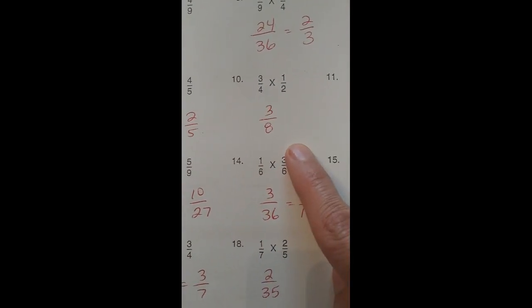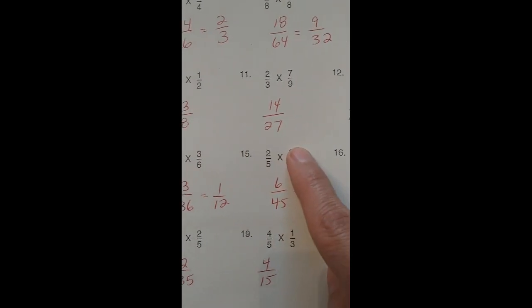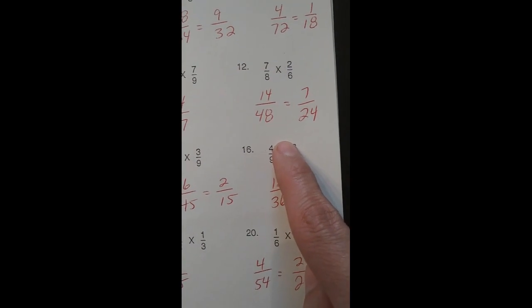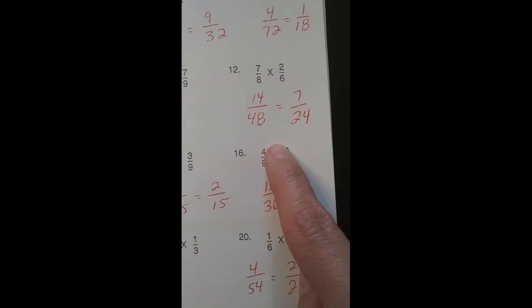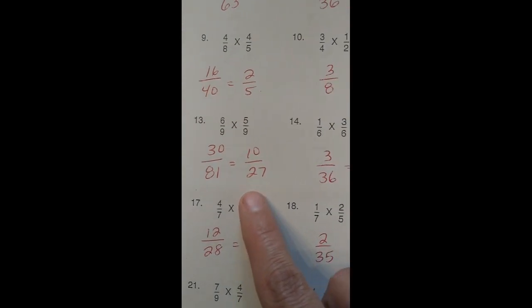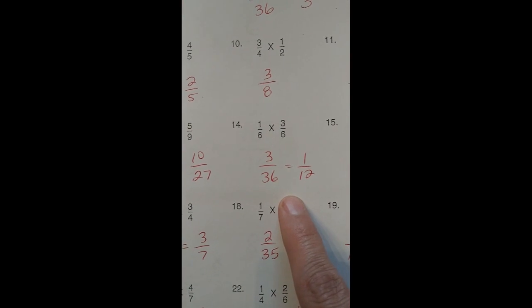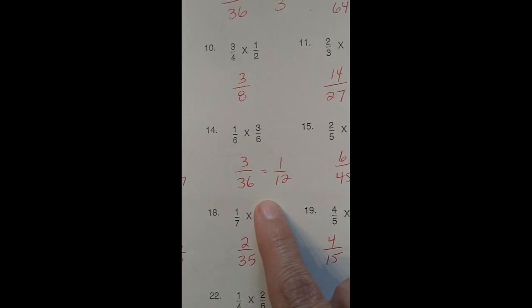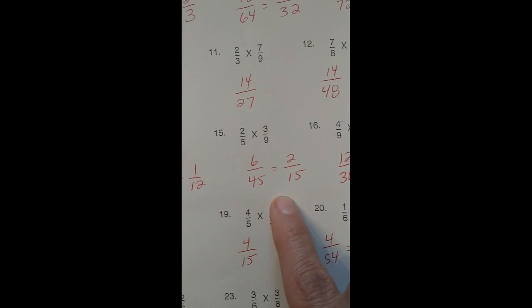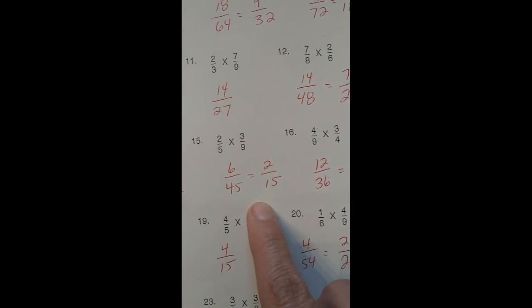Number 10, the answer is 3/8. Number 11 is 14/27. Number 12 is 14/48, and you would have simplified it to 7/24. Number 13, the answer was 13/81, and you would have simplified it to 10/27. Number 14, the answer is 3/36, and you would have simplified it to 1/12. Number 15, the answer is 6/45, and you would have simplified it to 2/15.